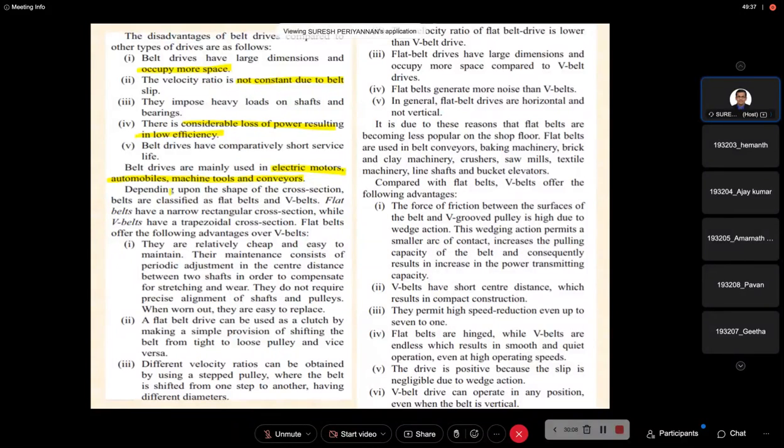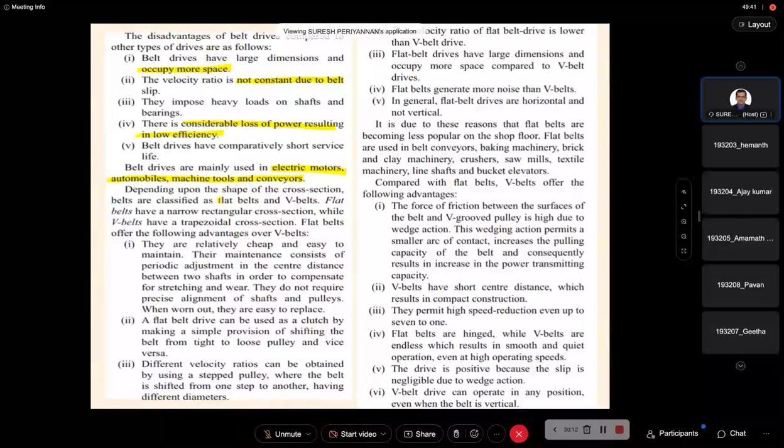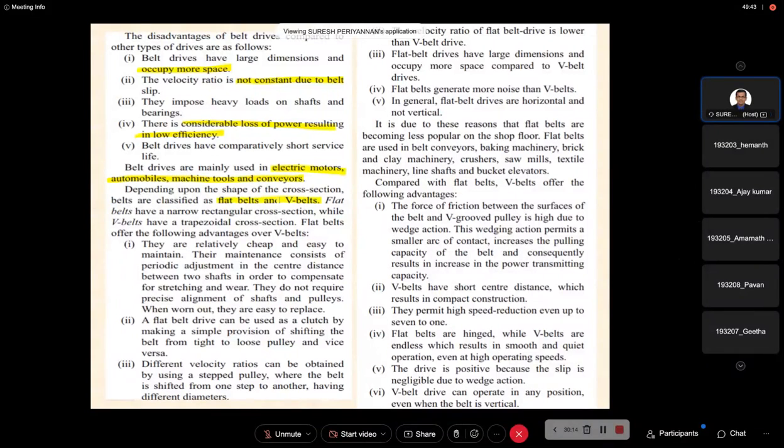Now, depending upon the shape and cross section of the belt, we are going to concentrate mostly on these two belts only: flat belt and V belt. Flat belts, you might have studied already in second year, in the Kinematics of Machinery subject. The flat belt has a rectangular cross section, and the V belt has a trapezoidal cross section.